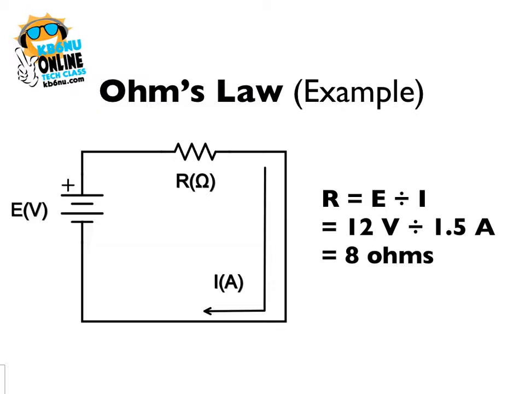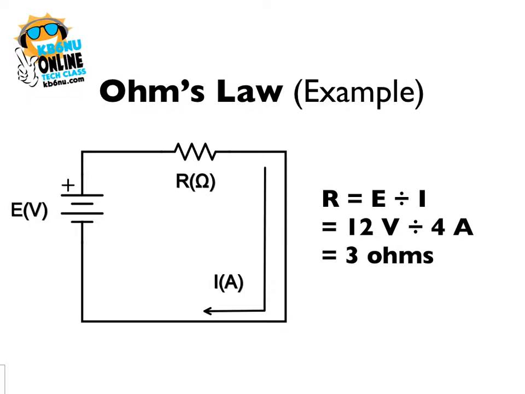Question: what is the resistance in a circuit for which the applied voltage is 12 volts and the current is 1.5 amperes? Answer: 8 ohms. We use the same equation here. R equals E divided by I, and that's equal to 12 volts divided by 1.5 amperes, and that equals 8 ohms.